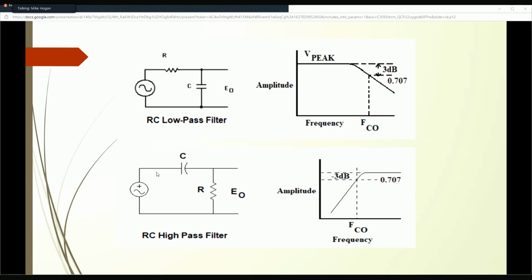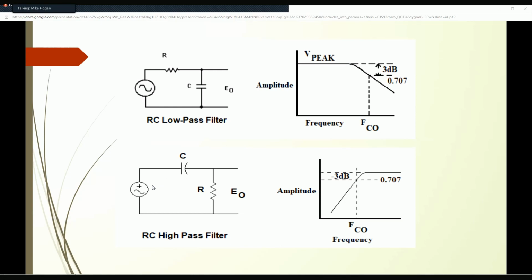If this was DC, that's an open, right? Once it charges, no more current is going to flow, and all of the voltage would be developed across this capacitor. It'd be dropped across this capacitor. Once again, this is a voltage divider, and this value is going to be much greater in terms of ohmic value versus this resistor at low frequencies.